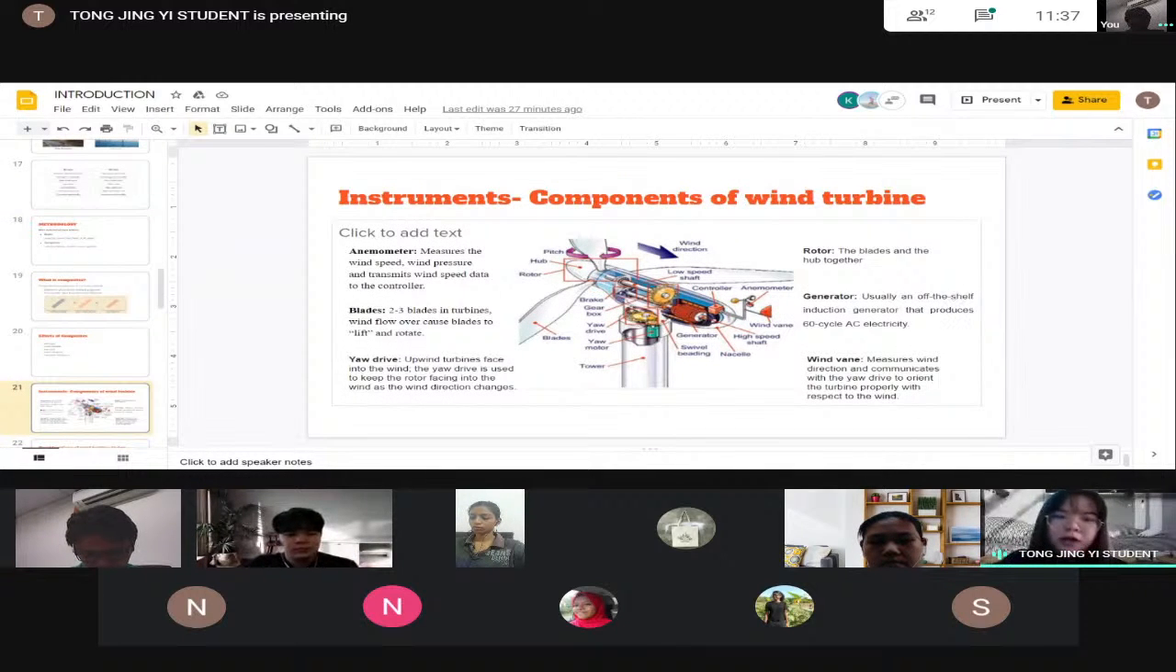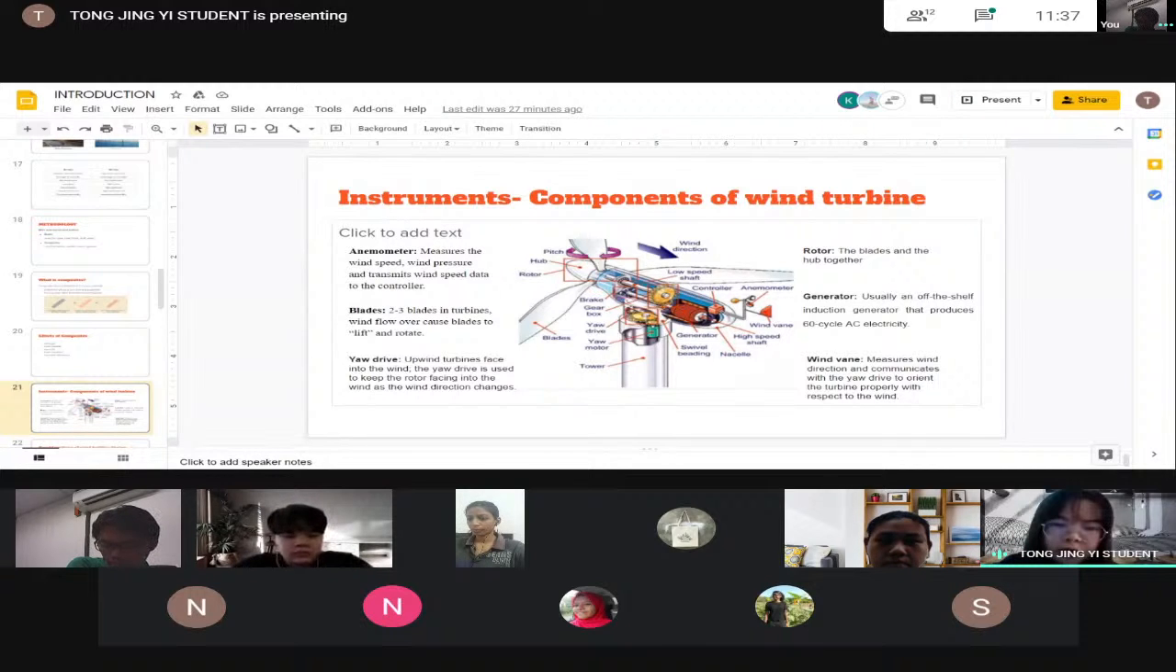Next are the instruments of the wind turbine. This is the component of a wind turbine. First, I would like to explain the anemometer. It is used to measure the wind speed and wind pressure, and transmit wind speed data to the controller. And then the blades.